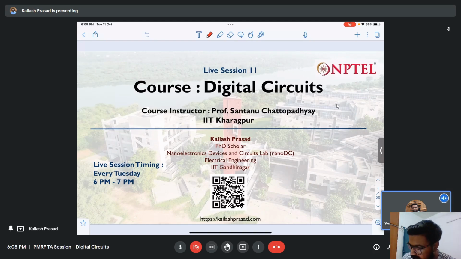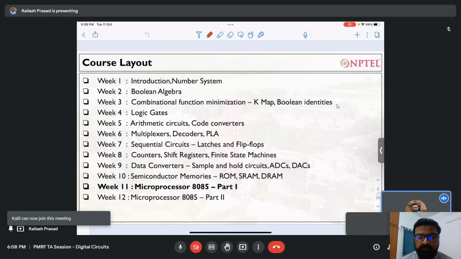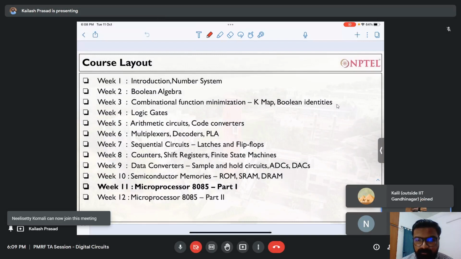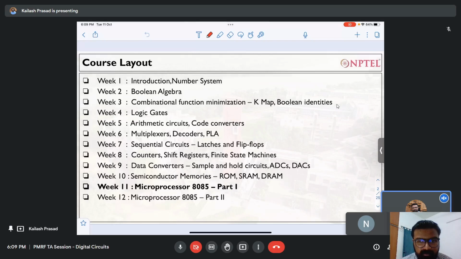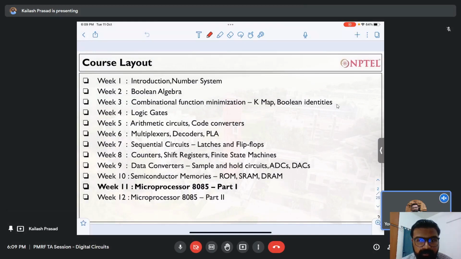So we will start today's session, and in today's session we'll be mostly discussing microprocessor 8085. Most of the questions are on the microprocessor 8085, its instructions, and how you write code in microprocessor 8085. Along with that, the questions will be, if that is a particular code, what the final output will be.